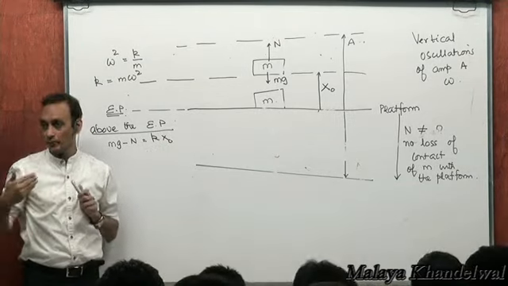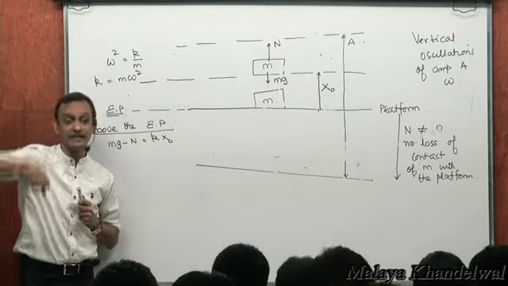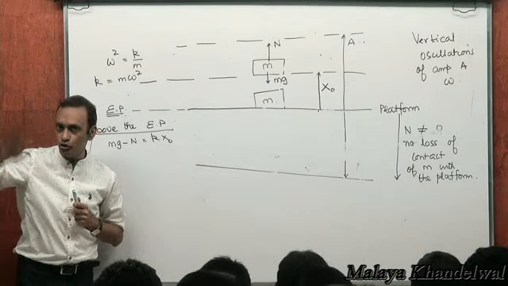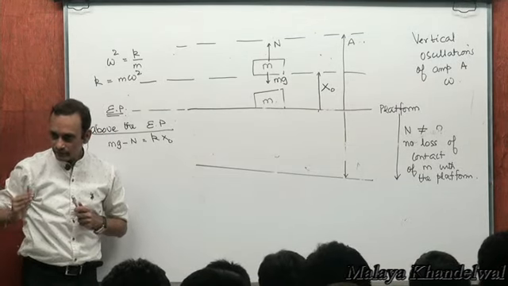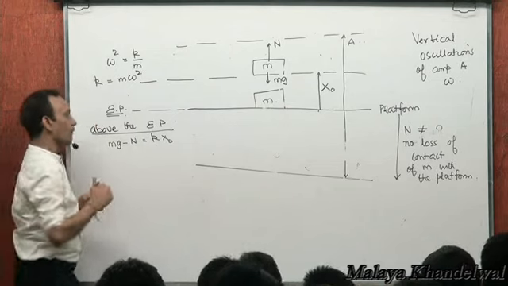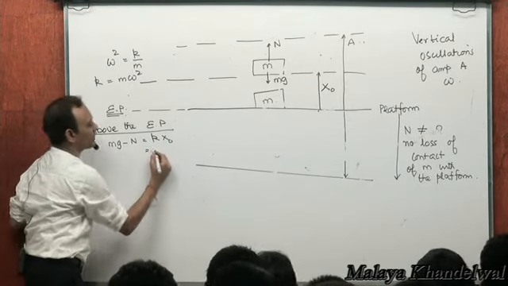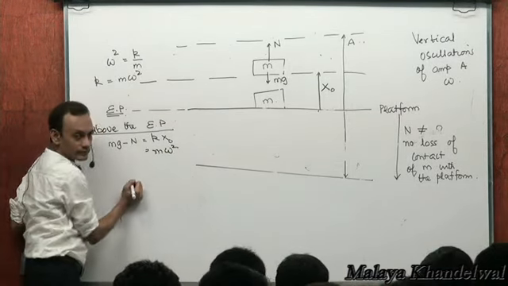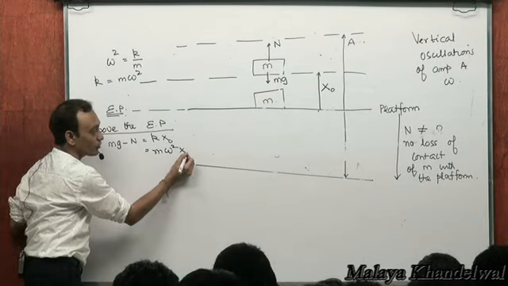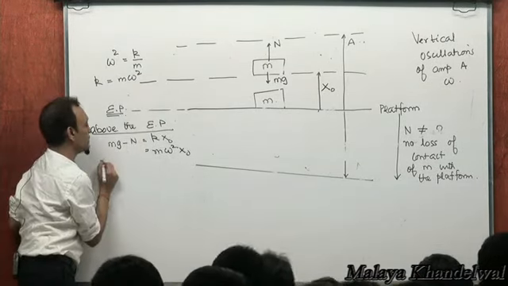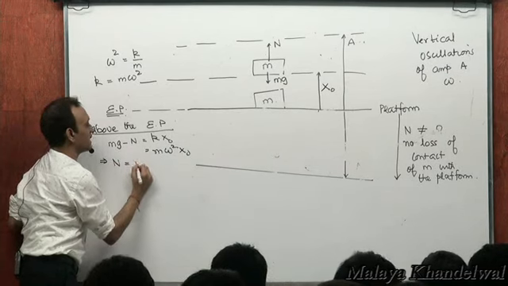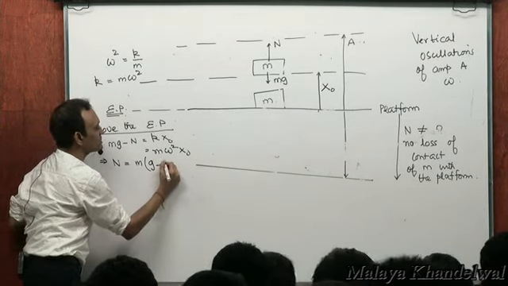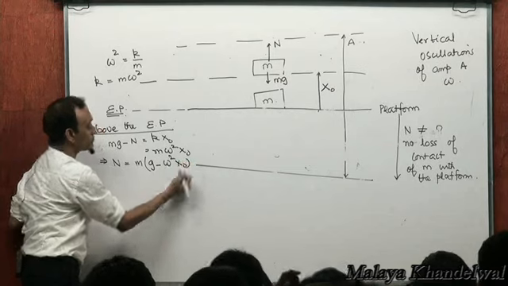The net force must be proportional to displacement from the mean position and directed towards the mean position for it to execute SHM, right? This k, like before, could be written as m omega squared. So N then becomes m into g minus omega squared x naught.